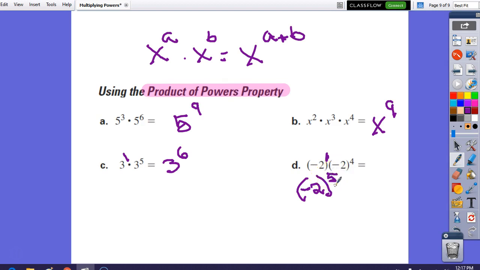So you did a good job today, okay? Please remember that the product of powers is the same base written to those 2 exponents added together, and they can apply for 3 terms, 4 terms, 5 terms, doesn't matter how many terms we have.